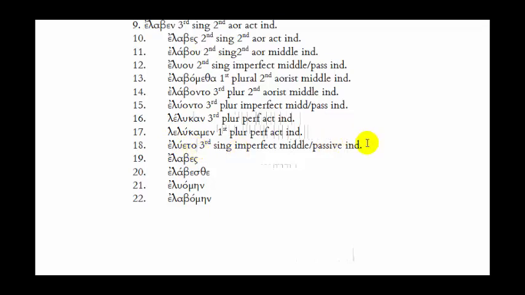So what would this mean in English? Well, to luo is to free or to loose, okay? In middle or passive, we would say what? If passive, it would say he was being freed. He was being untied. Or the donkey was being untied. Okay, something along those lines. If you took it as middle, the donkey or the man was untying something for himself. Okay, so that's how you'd handle that.